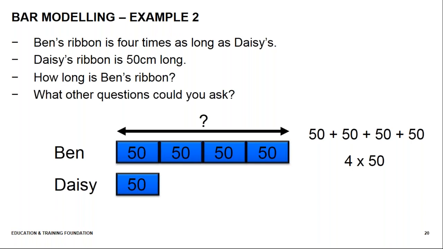The final thing I like to do when teaching students bar modelling is to ask them what other questions they can think of that relate to this model. For example, you could ask, how much more ribbon does Ben have? How much ribbon would Ben have to give to Daisy so they both have the same? Or what fraction of Ben's ribbon does Daisy have? Doing this allows you to talk about different areas of maths using just one question, so less work for you.